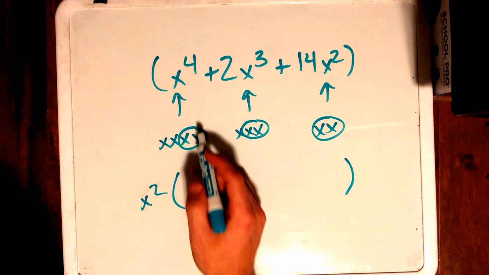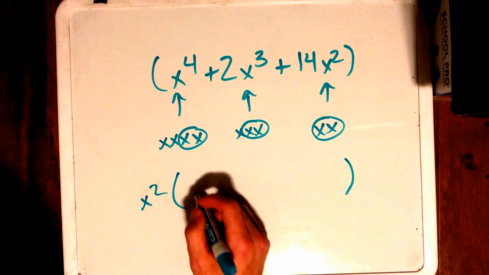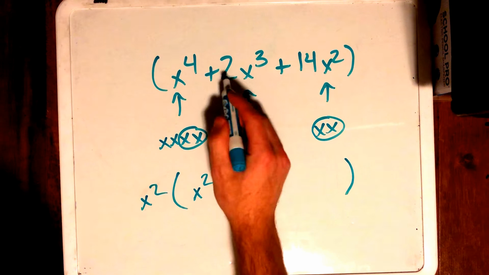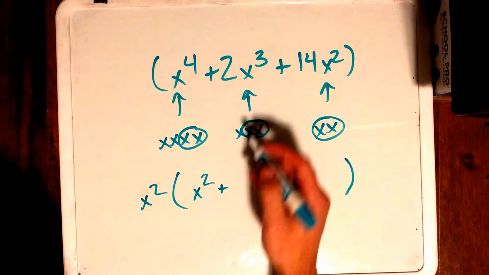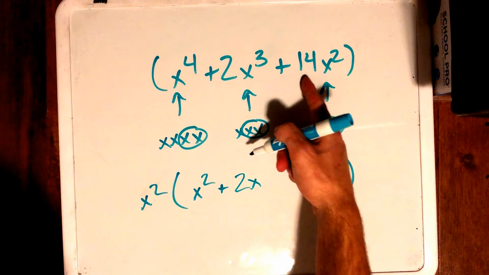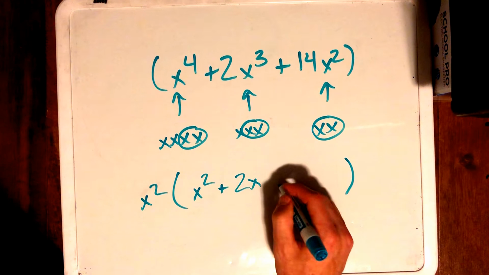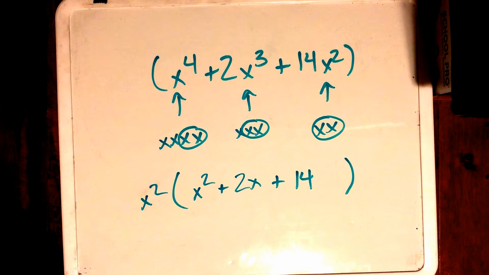So x to the 4 divided by x to the 2, we have some x's that cancel, we get x squared. 2x to the 3 divided by x to the 2, we have a couple x's that cancel there, we have plus 2x. And then right here we have 14x squared divided by x squared, which just leaves us with 14. On this problem, we only had to pull out x's.